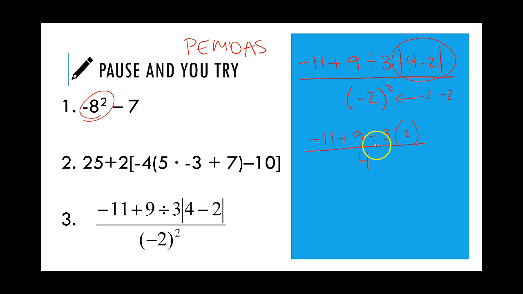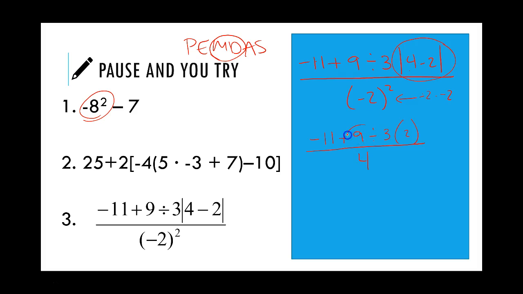So now the top, I have negative 11 plus 9 divided by 3 times 2. So order of operations tells me to do multiplication or division. Notice I have both. I have division here with 9 divided by 3, but then I have multiplication with the 3 times 2. So I do them in order from left to right. Some of us want to do 3 times 2 first to get 6, but that's not the way order of operations tells me to do things.